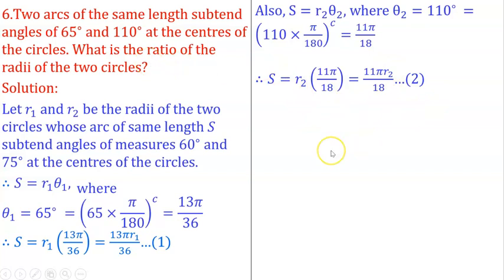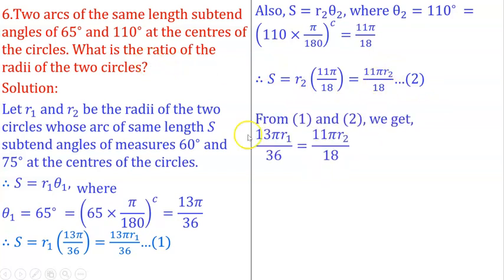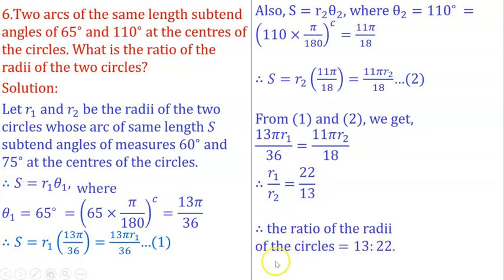As the lengths of these two arcs are equal, therefore we will equate these two expressions. Okay, therefore 13 pi r1 upon 36 is equal to 11 pi r2 upon 18, and hence after simplification you will get here r2 upon r1 is 22 upon 13. Therefore the ratio of the radii of the circles is equal to 13 is to 22.